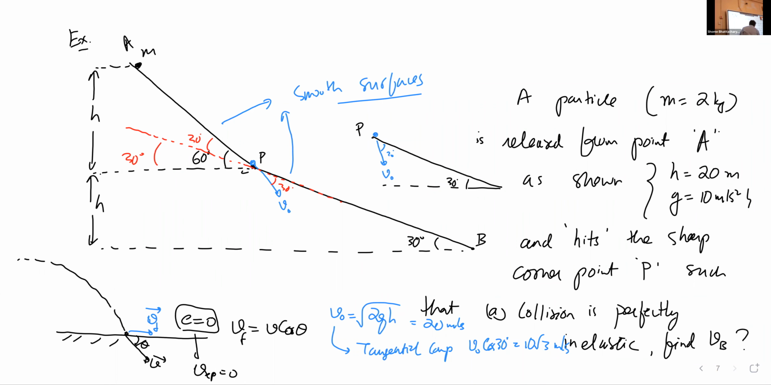Okay. And what is the normal component? That is our sin 30 component. But that is our approach velocity actually. And that is V naught sin 30. So that is 10 meters per second. Here.